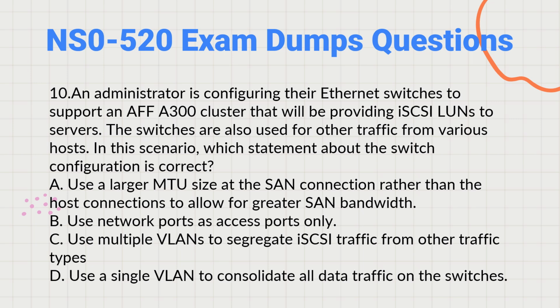A. Use a larger MTU size at the SAN connection rather than the host connections to allow for greater SAN bandwidth. B. Use network ports as access ports only. C. Use multiple VLANs to segregate iSCSI traffic from other traffic types. D. Use a single VLAN to consolidate all data traffic on the switches.